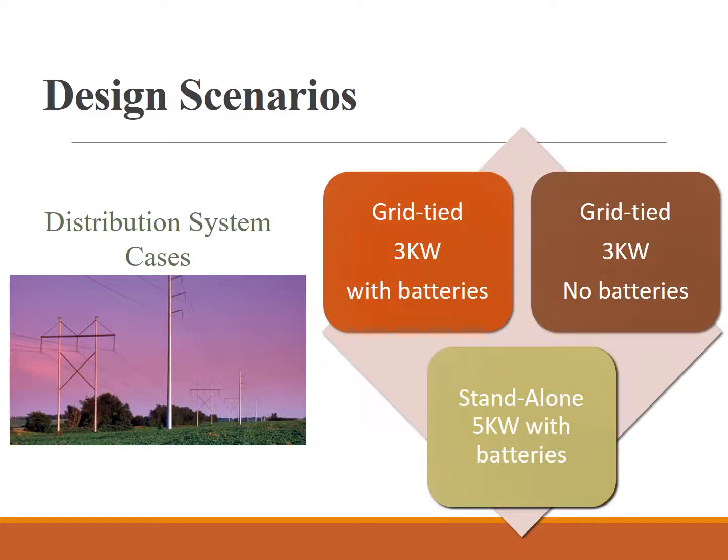So these are going to be our three design scenarios. We're going to be evaluating a grid-tied connection with a 3 kilowatt generator system that has batteries. We're going to have another duplicate of this case, but it's not going to have batteries. It's only going to be the grid tie connection and the generator system. And we're going to have a standalone system, no connection to the grid, but it does have batteries, and it also has a bigger generator.